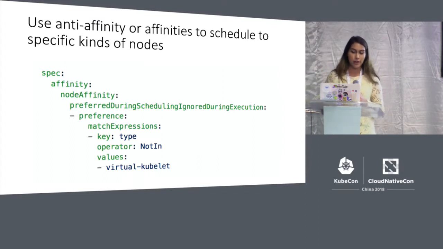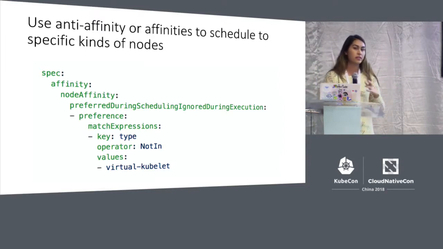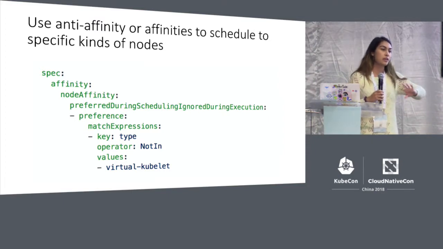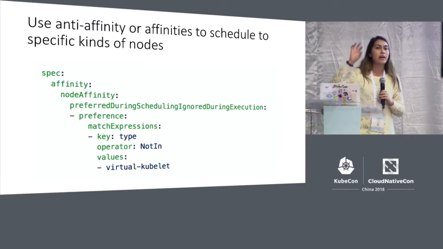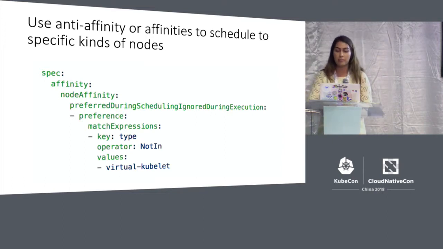That's all it's saying. So that's where you can use anti-affinities and affinities to basically say, I want to schedule out to this kind of node, and if that's full, maybe go here, or maybe I only want this workload on these kinds of nodes, or I only want this workload in this region, or only want this workload in GPUs. So you can use anti-affinities and affinities for that.